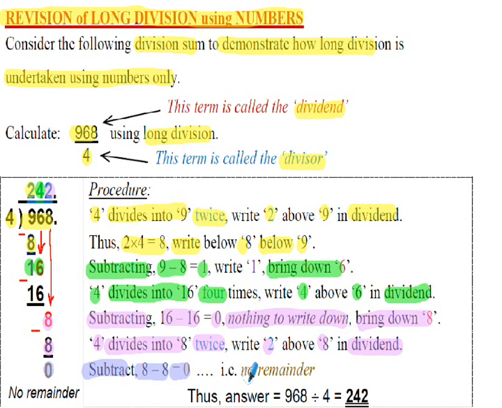That means there is no remainder in this particular case. There's no value left here. So finally, the answer for our sum of 968 divided by 4 is equal to 242. That example shows you how the long division process is undertaken using numerical values.